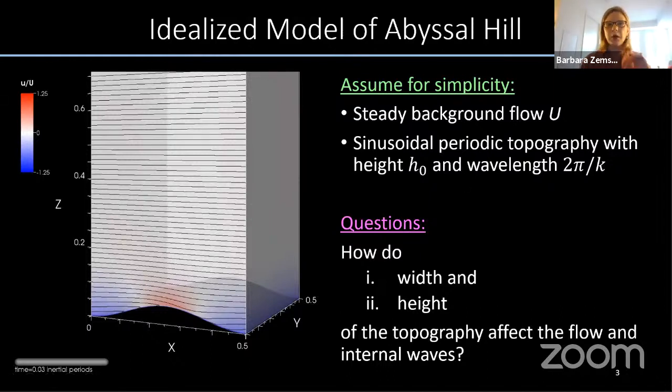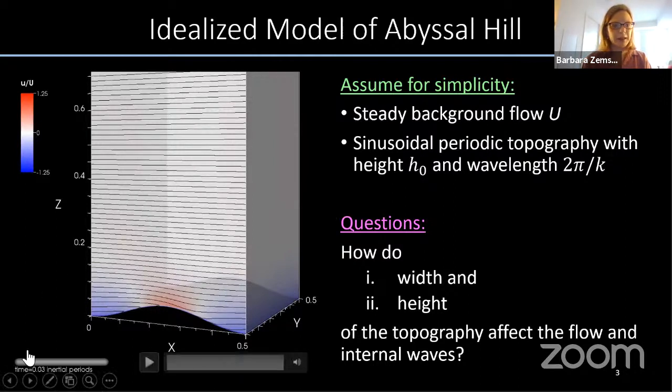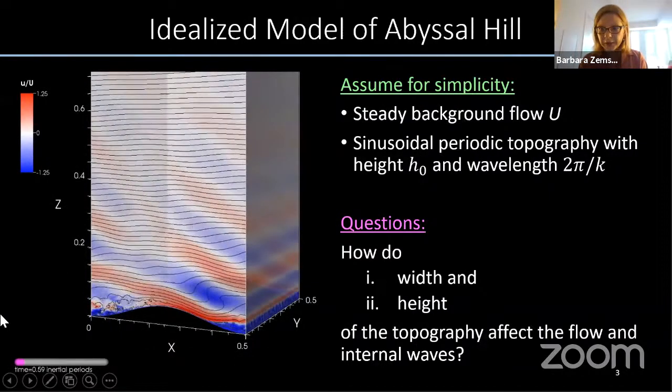The way we approach this problem is we extend the previous work by Nicolas and Ferrari and other works on linearized flow over bottom topography, extending from Bell, and study an idealized model of an abyssal hill. Here's an example of our numerical simulation. I hope the video will play for you.